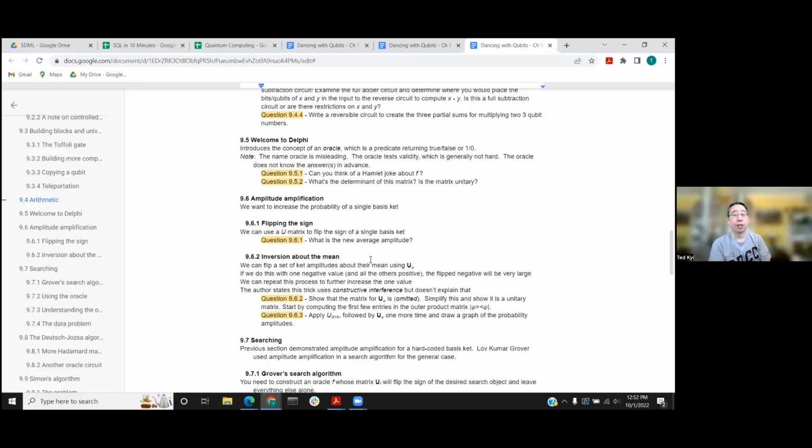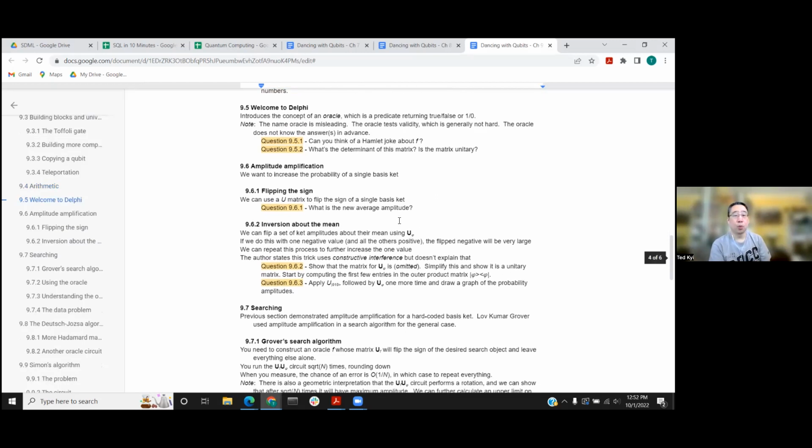So how do we do that? The first thing is we build a matrix that flips the sign of a single basis ket. In this case, we're just going to talk about a hard-coded example, but eventually we're going to have our oracle do this. It's going to say, if this is a valid answer, I'm going to flip the sign. Otherwise, I'm going to leave it alone. And you can prove that this is a unitary operation, so it's legal. It doesn't change the absolute values of anything because it's just flipping one sign.